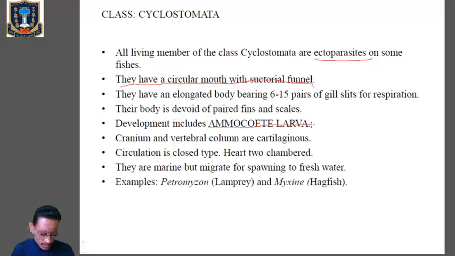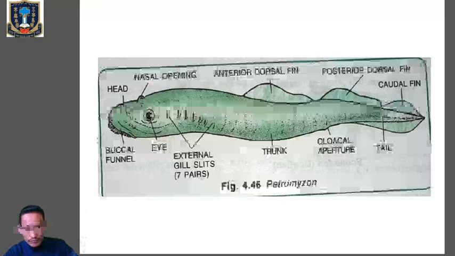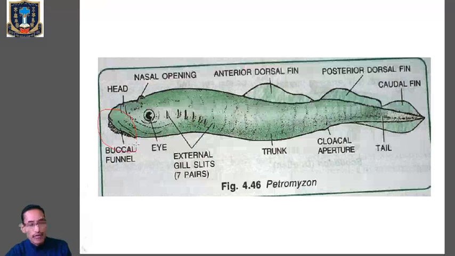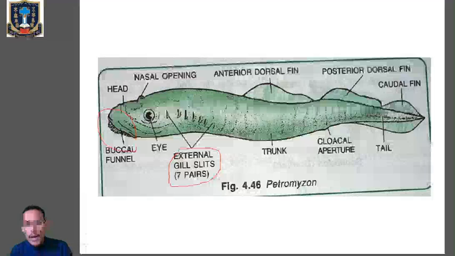Now, what are the examples under the class Cyclostomata? One is Petromyzon, the common name is lamprey, and number 2 is Myxine, the common name is hagfish. Let us see the structure of Petromyzon. We can see the mouth, where we don't find the presence of jaw, we find the suctorial mouth with the buccal funnel. Then we can see external gill slits, mainly 7 pairs. We don't see the presence of paired fins or scales on the body of Petromyzon.